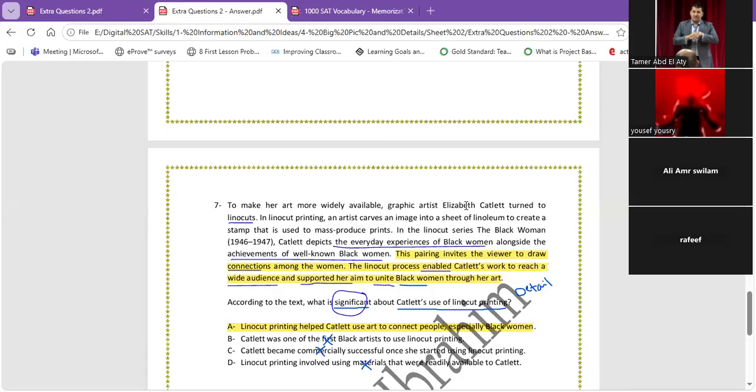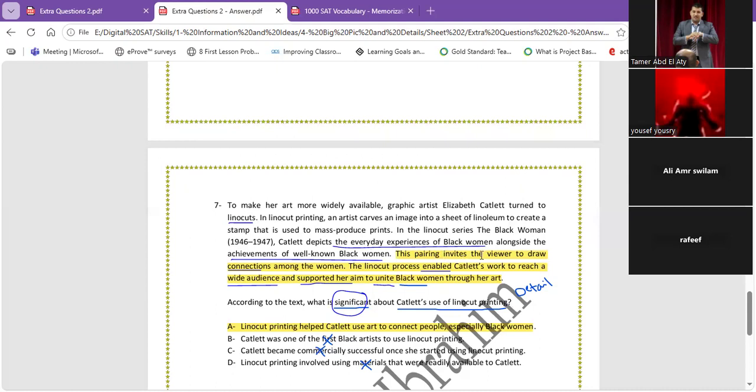Graphic artist Elizabeth Catlett turned to lino cut. In lino cut printing, an artist carves an image into a sheet of linoleum to create a stamp that is used to mass produce prints. In the lino cut series, The Black Woman, 1946-1947, Catlett depicts the everyday experiences of Black women alongside the achievements of well-known Black women. So why it's important? Because it records Black women plus the achievements of well-known Black women.